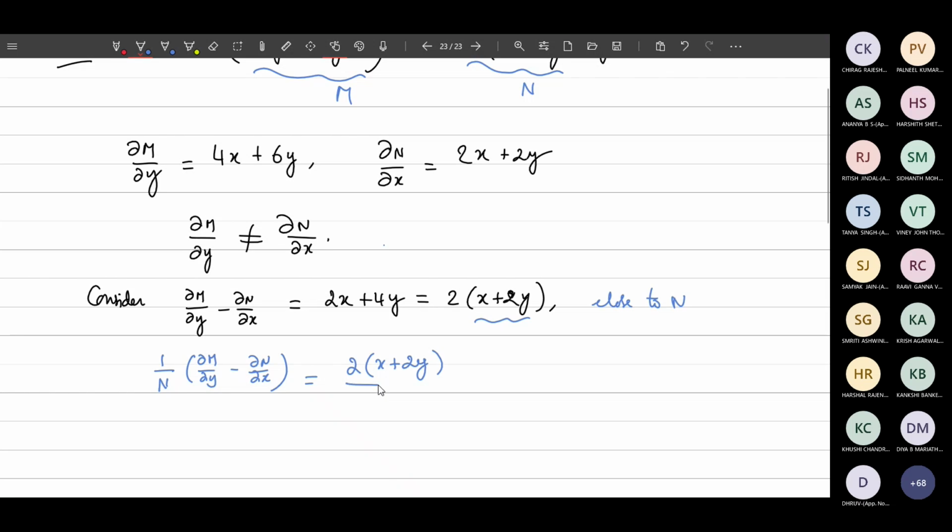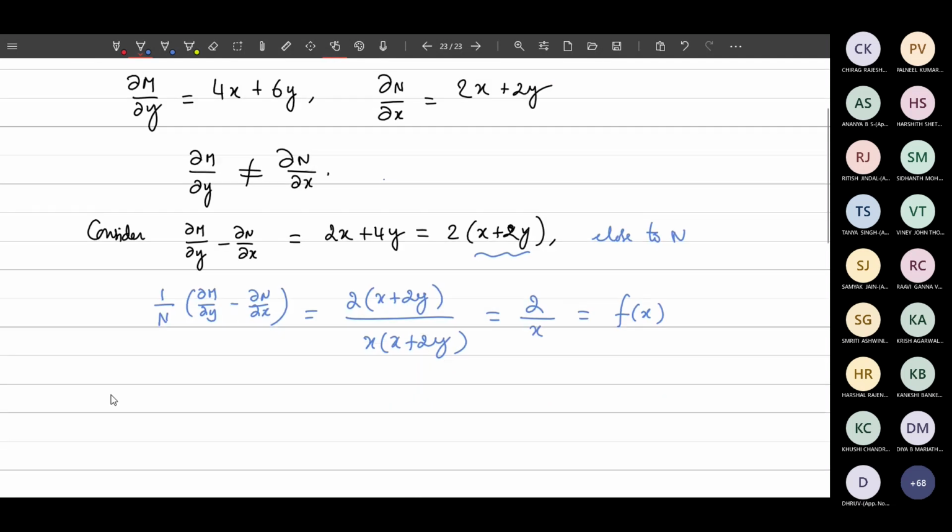That is the difference. By n is x into x plus 2y. This is your n. So that means this is 2 by x. It is a purely function of x, because there is no y term in this. So in that case, what is the integrating factor? Therefore, if it is a purely function of x, then e power integral fx dx is an integrating factor.